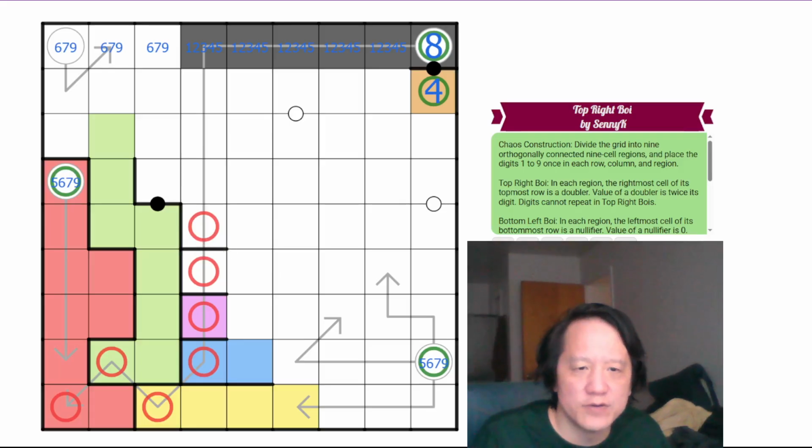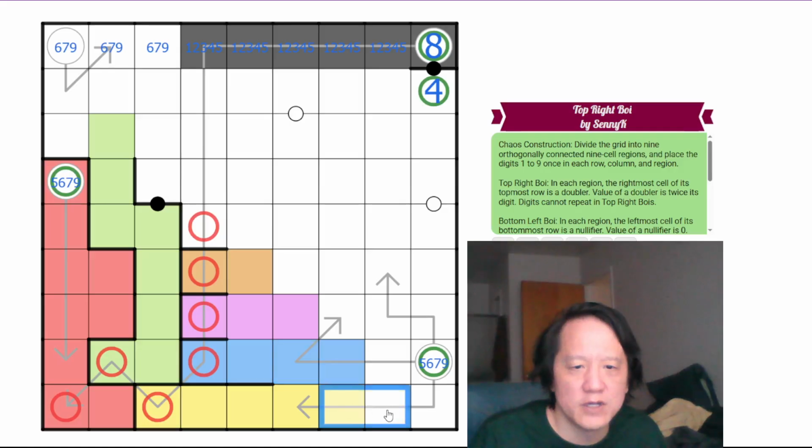Different region, different region. So pink has to go that way. That means blue must extend that way. Yellow has to extend that way. This has to go that way. We'll make this one orange for now. This is a different region. So that extends pink. That extends blue. That extends yellow.